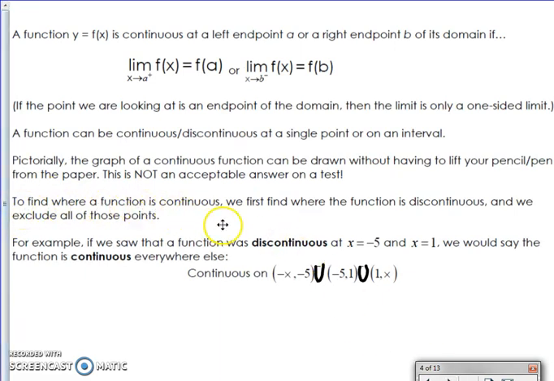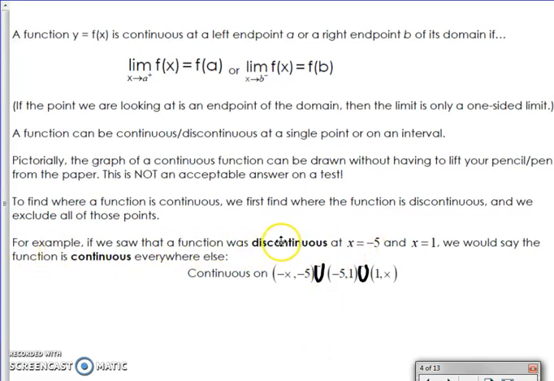So to find where a function is continuous, first we find where it's discontinuous and then exclude all of those points. Now there's a slight typo, not really a typo on your paper, but at the very bottom there, those are supposed to be unions. The math type didn't enter those right. I think the symbol came out a little bit weird on your paper, so go ahead and correct that into the U's, just like it's a union.